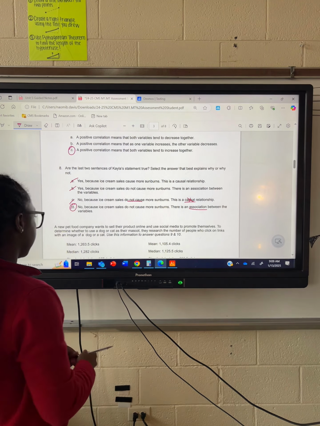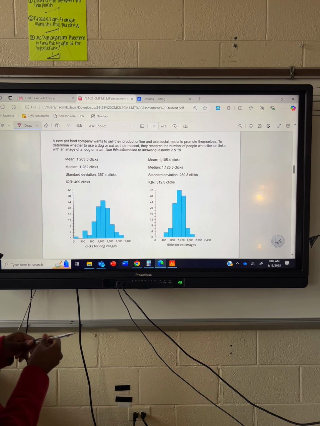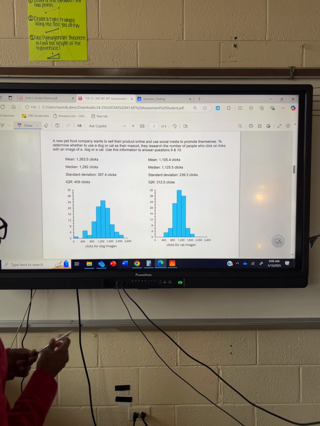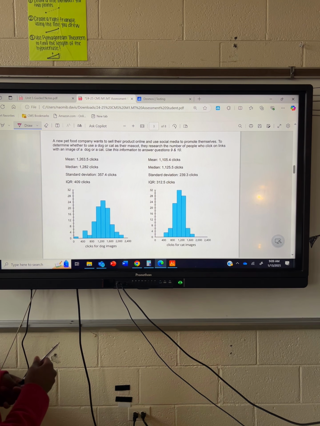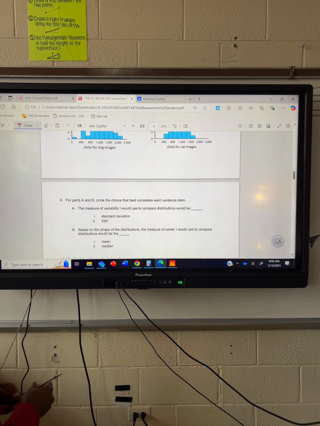causes the other. A new pet food company wants to sell their product online and use social media to promote themselves. To determine whether to use a dog or cat as their mascot, they research the number of people who click on links with an image of a dog or a cat. For parts A and B, circle the choice that best completes each sentence.